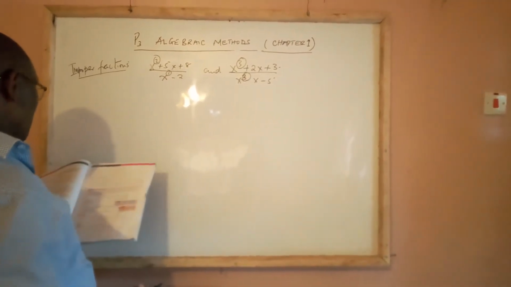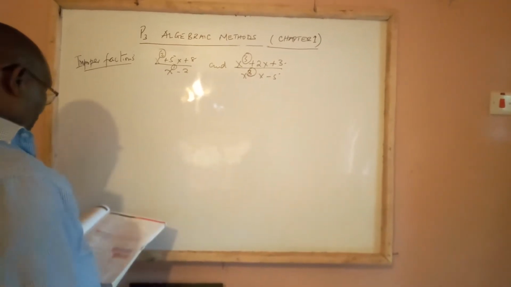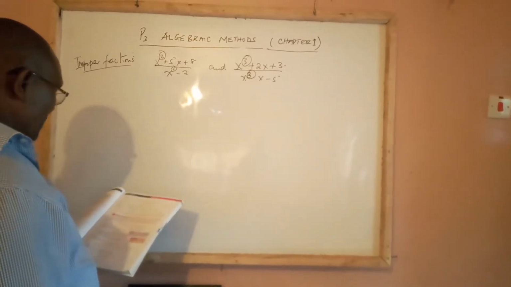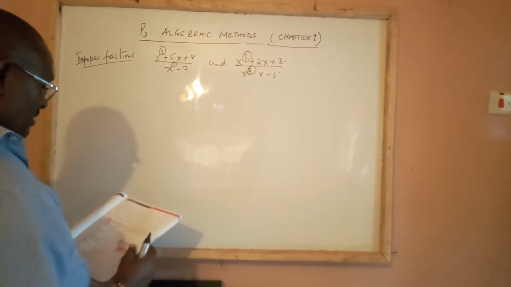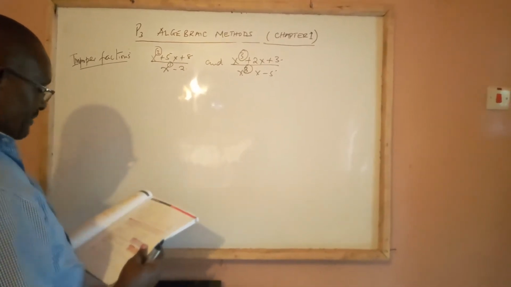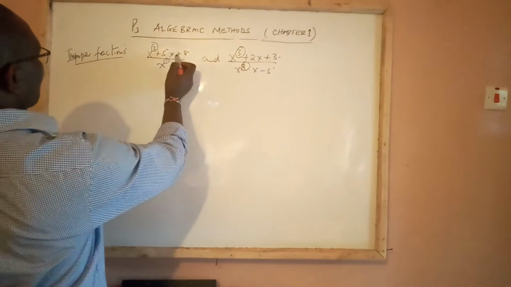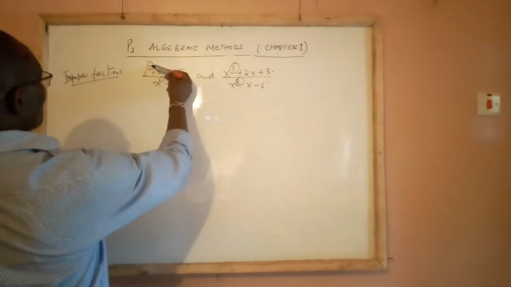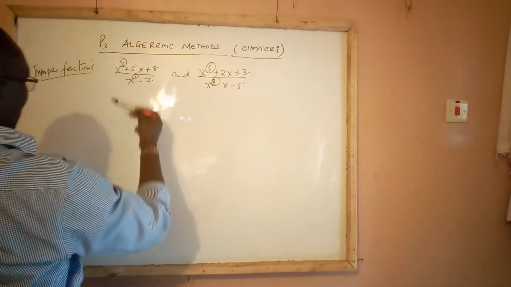An improper algebraic fraction is one whose numerator has degree greater than or equal to the denominator. An improper fraction must be converted to a mixed fraction before you can express it in partial fraction. What we mean is, x squared plus 5x plus 8 all over x to the power 1 minus 2: 2 is greater than 1, and this degree is higher than this. That is an improper fraction.